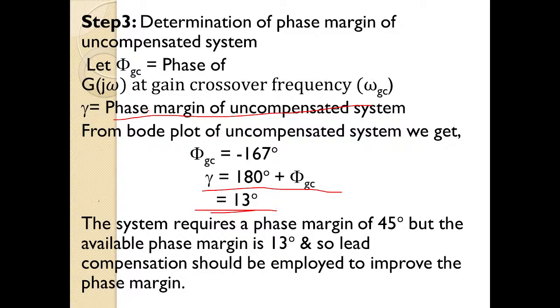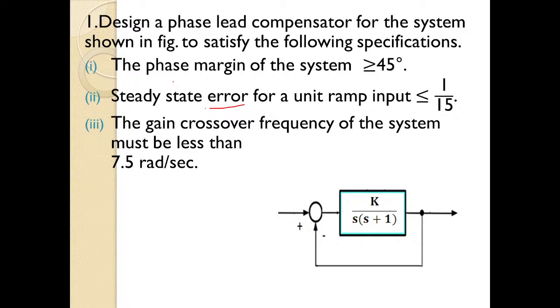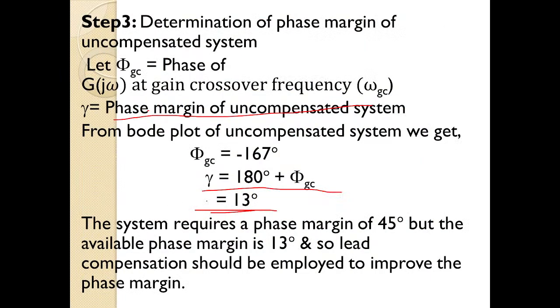But in the given question, let us go back to the question. It is mentioned that the phase margin of the system should be greater than or equal to 45 degrees. But what did we get now? How much phase margin did we get? 13 degrees. They have told us that the phase margin should be 45 degrees, but we have got 13 degrees. So we need lead compensation to improve the phase margin.